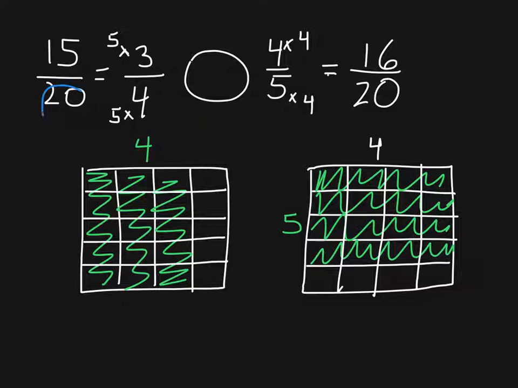Now that I have found common units, I have found equivalent fractions and changed them so that they have the same denominator. Now I'm looking at 20ths. This one has 15/20. This one has 16/20. So I know that that is the greater fraction. So 3/4 is less than 4/5.